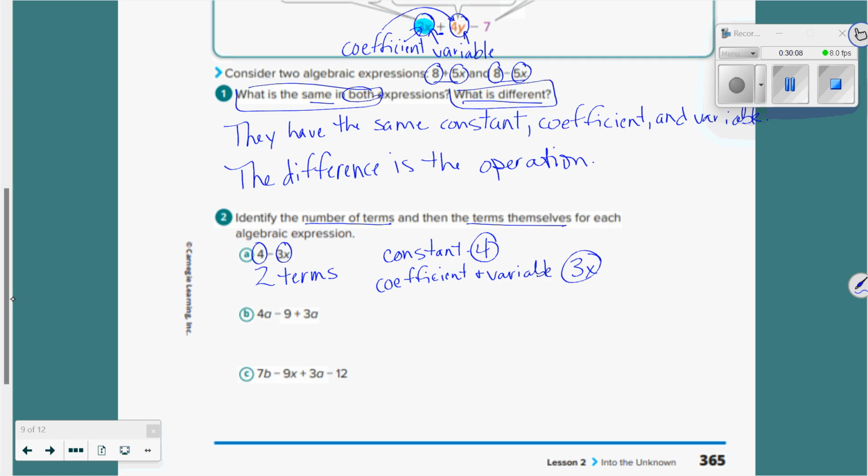As we keep going on, now I have 3 terms. For your homework, what I have to do is say it's 4a, it's 9, and it's 3a.